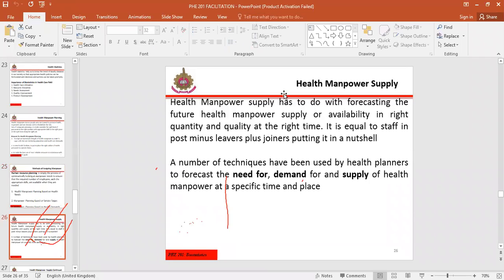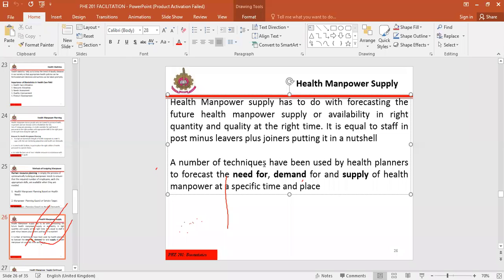Then health manpower supply has to do with forecasting the future health manpower supply, or the availability in right quantity and right quality at the right time. Most times it is equal to staff in post minus the leavers plus the joiners, putting it in a nutshell. So if you want to say it concisely, health manpower supply is more or less the staff in post, minus those leavers, plus the joiners.